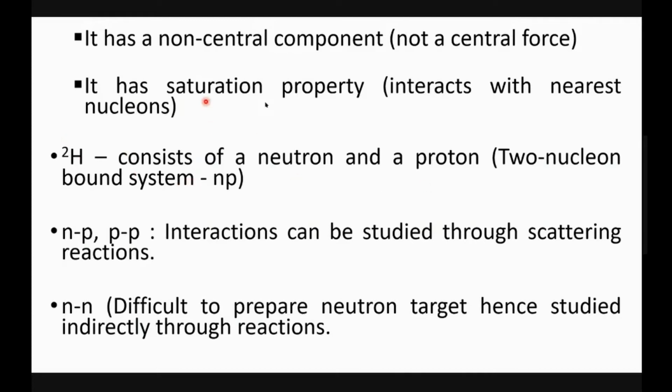The study of this deuteron problem would reveal some of the properties of the nuclear force which we have enumerated. Apart from this two-nucleon bound system, there are two other possibilities through which one could infer certain information about the nuclear force. These are the interaction of neutron and proton, and the interaction of proton and proton. The deuteron is a bound NP system, but the same NP interaction can also be studied through a scattering reaction.